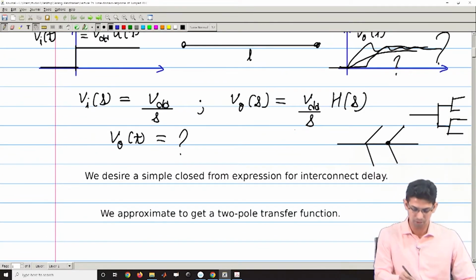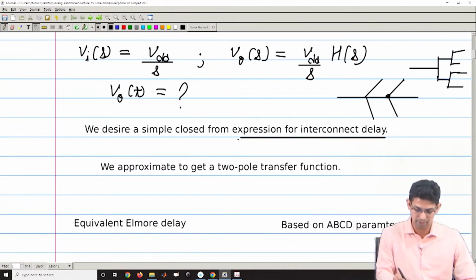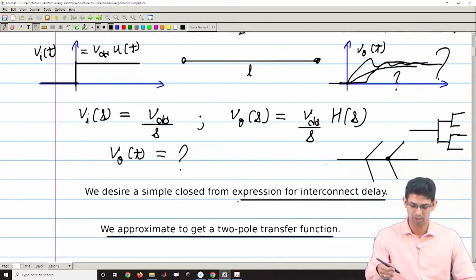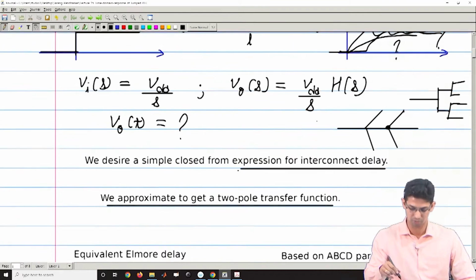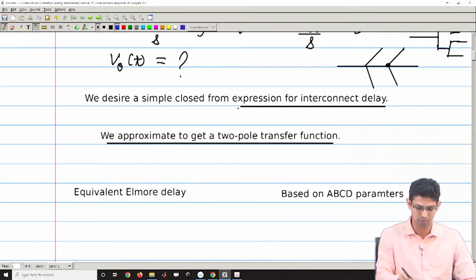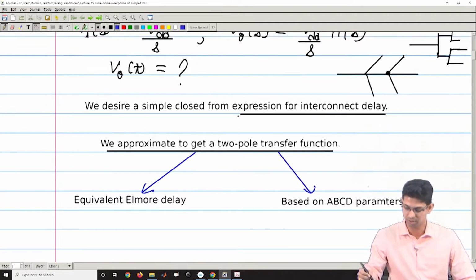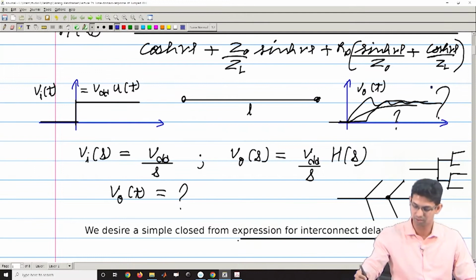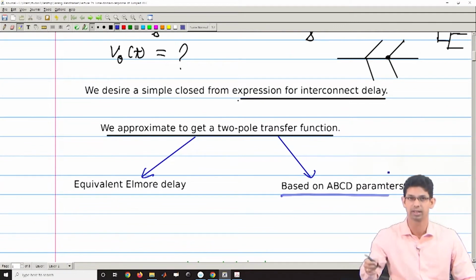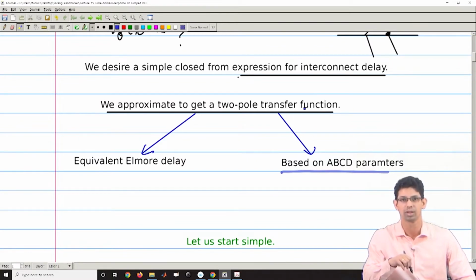So, what we desire is a simple closed form expression for the interconnect delay, and for that we will get an approximate two pole transfer function. To simplify the analysis, we will approximate the transfer function of your interconnect by a two-pole transfer function. For that there are two approaches. One approach is the equivalent Elmore delay, and the second approach is based on the ABCD parameters. We will use this H of S, which is based on the ABCD parameters, and from there we will do the two-pole approximation for the transfer function.